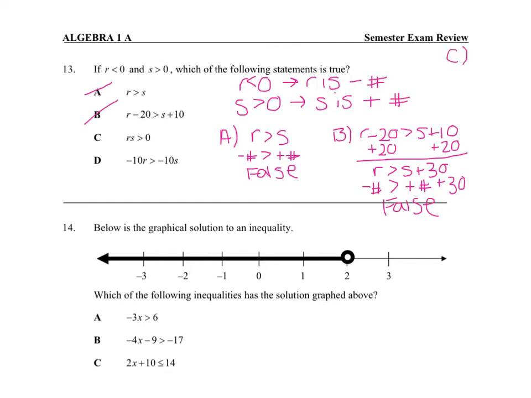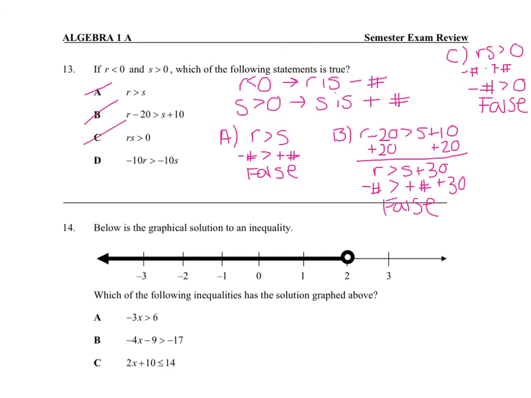C says r times s is going to be greater than 0. Well, r is a negative number, s is a positive number, and a negative times a positive is a negative number. And can a negative number be greater than 0? No. So this is also false. So C doesn't work.